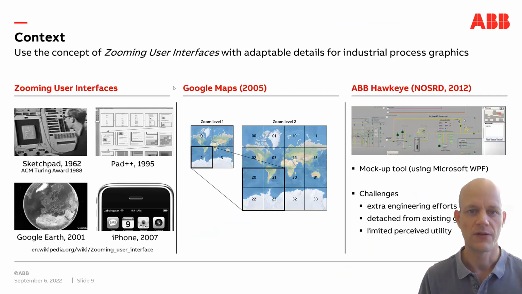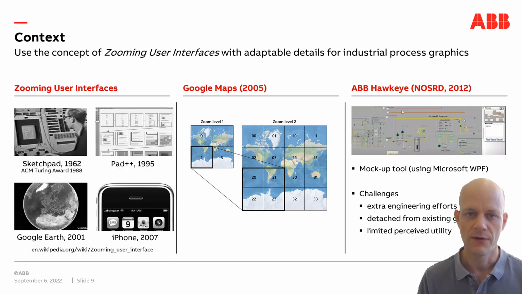One concept that is already available are zooming user interfaces. They have been in research for over 60 years, starting with Sketchpad and then Pad++, and Google Earth was a commercial product released in 2001, and also the iPhone has a zooming user interface as the main user interface. Google Maps uses this heavily, so you can zoom seamlessly between different levels, and the level of detail is also dynamically adjusted depending on your zoom level. And this allows you even to visualize very large maps and to do some route planning in very complex topologies.